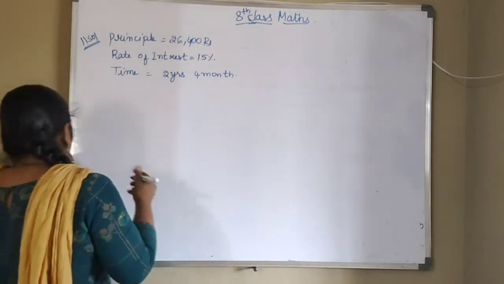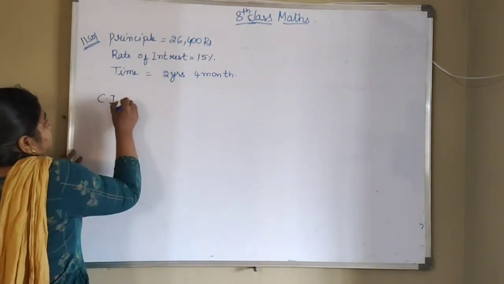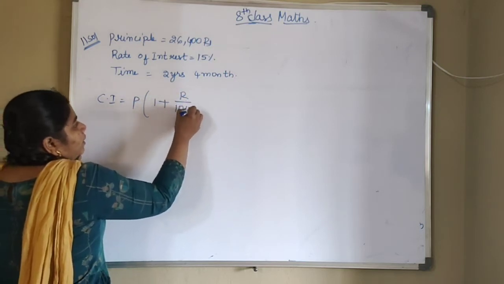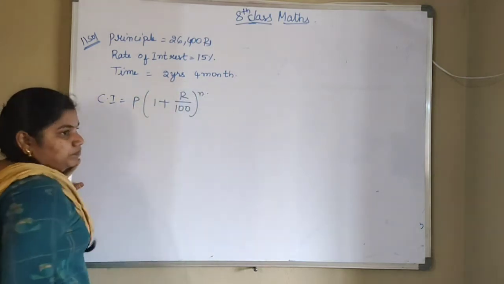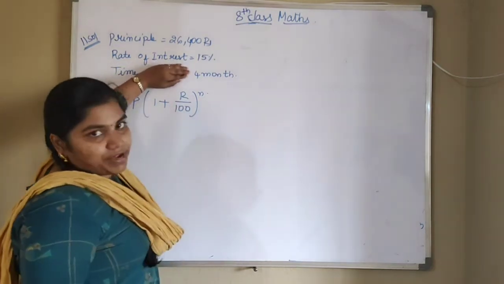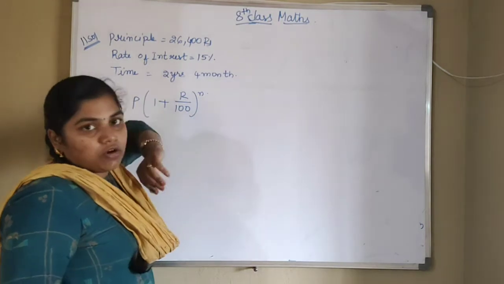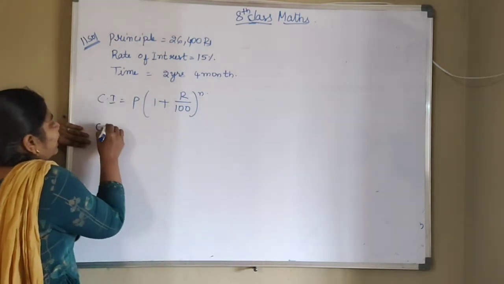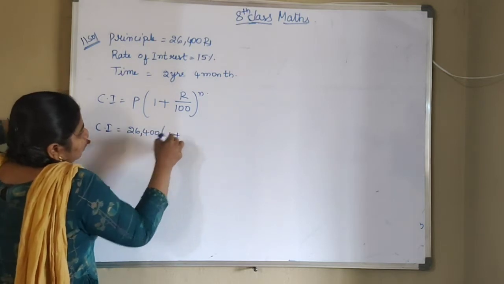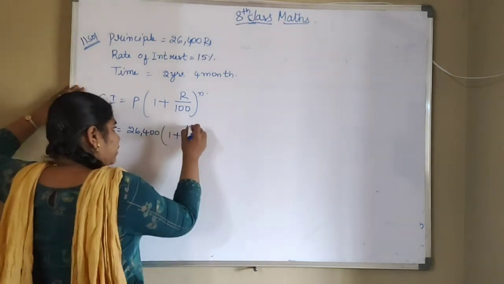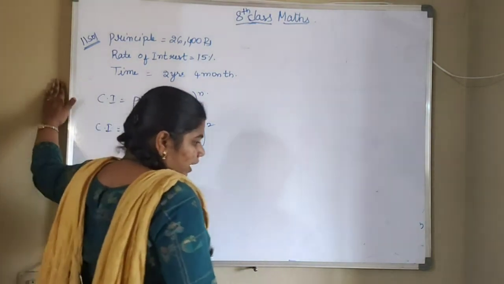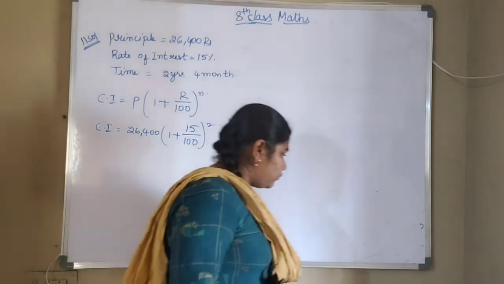Okay, so what is the compound interest formula? CI is equals to P into (1 plus R by 100) to the power of N. So N is nothing but the time value. Only for 2 years we are finding now. After that we will find for 4 months. So what is the principal value here? That is 26,400, into (1 plus rate of interest 15 by 100), and what is the time? 2. So we are finding for only 2 years first.